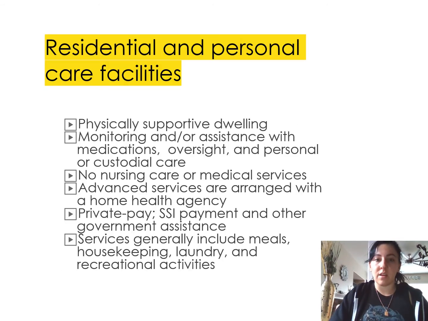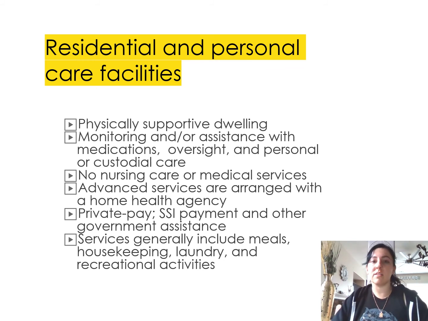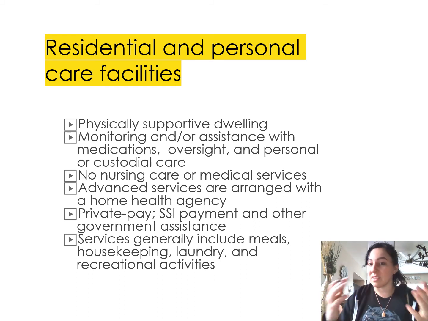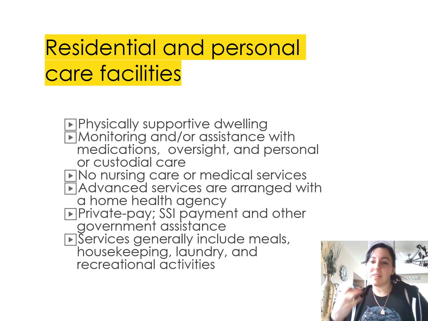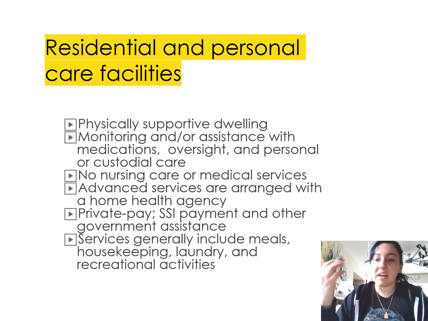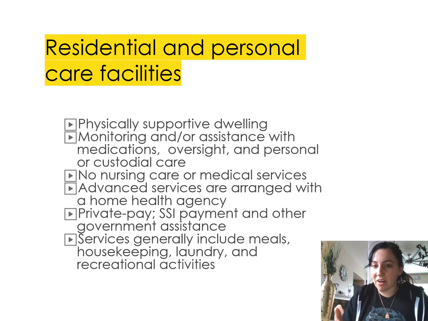All right. Now let's look at residential and personal care facilities. So let's look at the different types of facilities that are available. This is going to be the institution-based care portion of this. These are not going to be the kind of facility where you need any kind of nursing care or any type of professional or licensed care. These are not going to be licensed facilities.